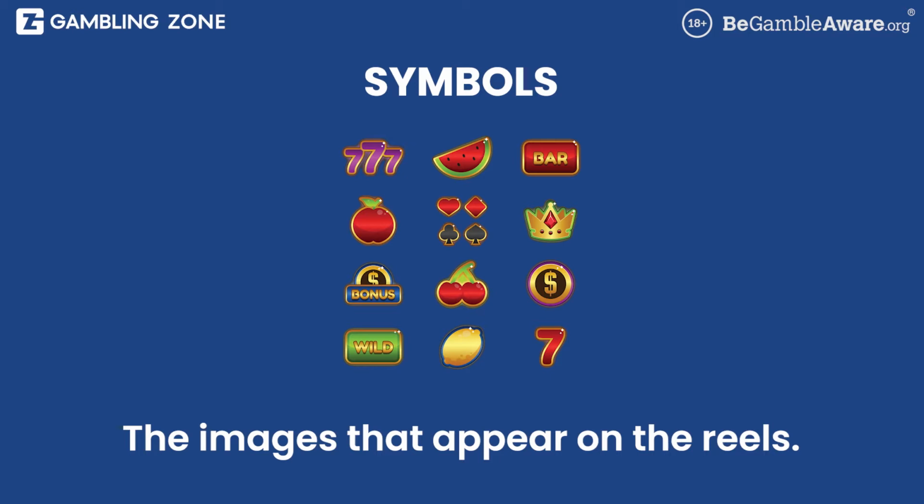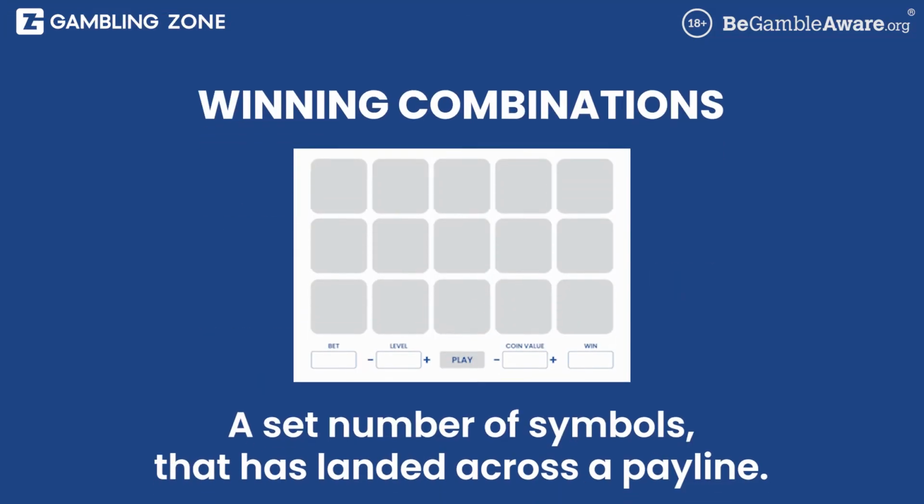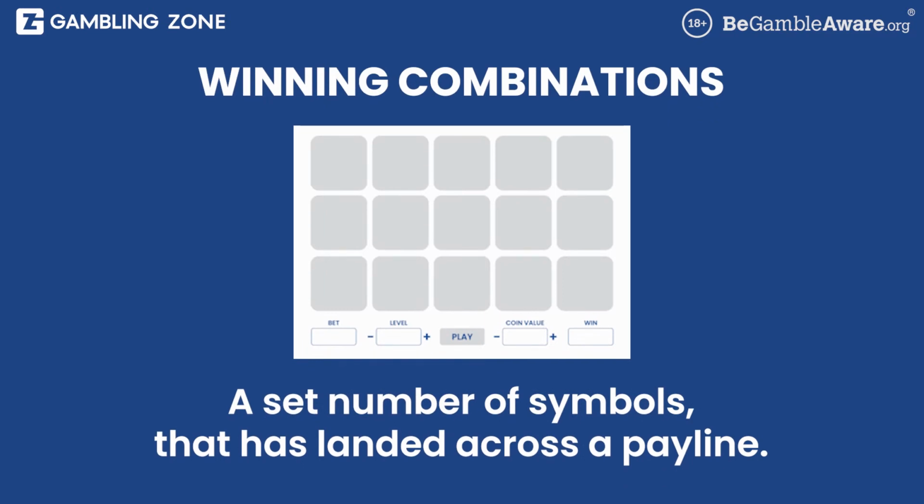You'll need to land symbols across pay lines in order to win on an online slot machine. A winning combination is a set number of symbols, typically 3, that has landed across a pay line and will reward a player with a win.